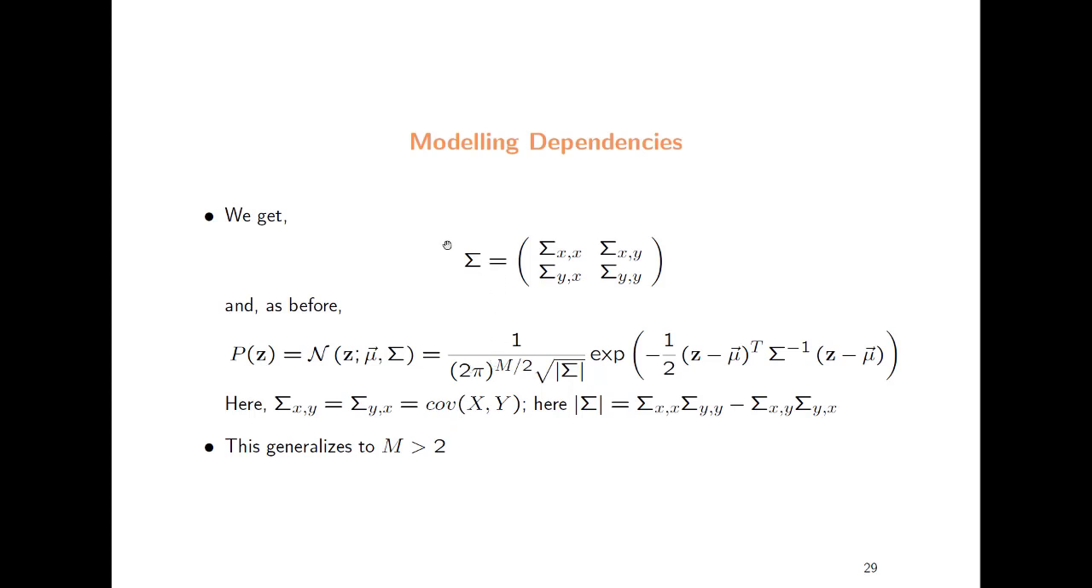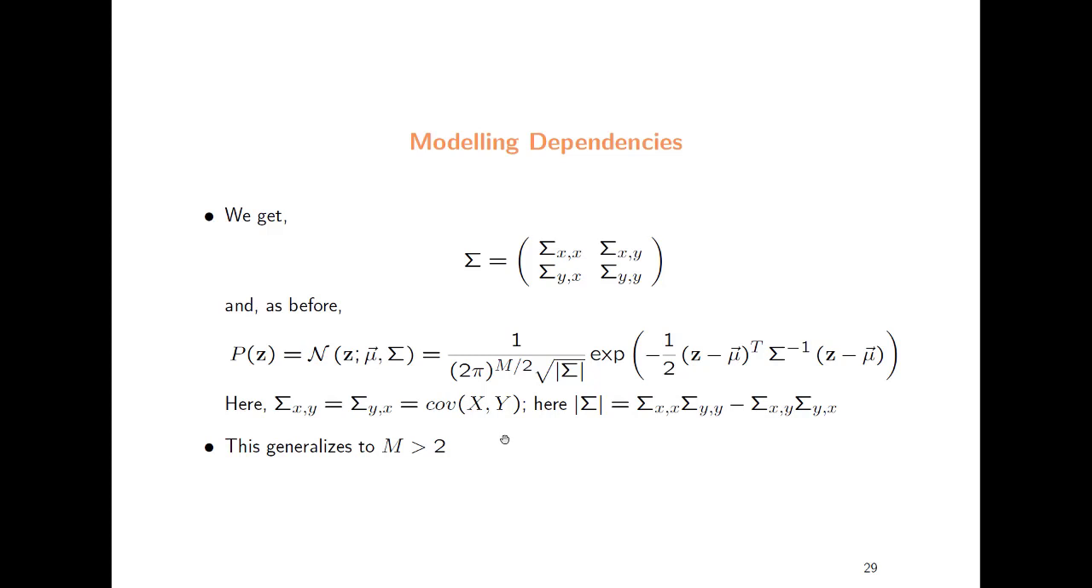Now, if the two random variables are dependent, of course, then the covariance matrix is a full one. We have the variances on the diagonal, and these two values are the same. So sigma xy is the same as sigma yx. And we use essentially the same formula. P of z is the normal distribution evaluated at z, centered at mu with covariance sigma. So everything else stays the same, only that we have this off-diagonal term, which is the covariance. The determinant is the product of the diagonal minus the product of the off-diagonal.